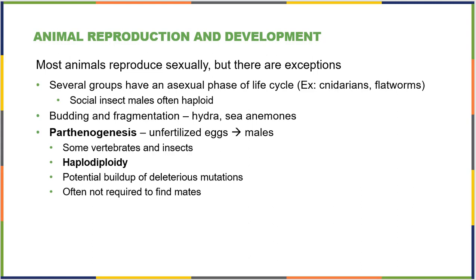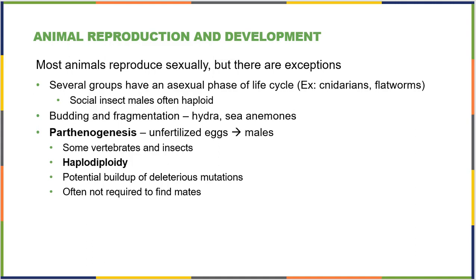So there are some exceptions to that sexual reproduction plan. There are animals that have an asexual phase of their life cycle. They tend to be smaller invertebrates or more simplistic arthropods, hexapods, specifically insect males. There are a few of them that are haploid. Some animals grow via budding or fragmentation, so they have essentially a small part of their body that breaks off and becomes free living. Hydra are an excellent example of that. If you look up hydra budding on YouTube, there are a lot of really fantastic videos. And sea anemones can do the same thing.